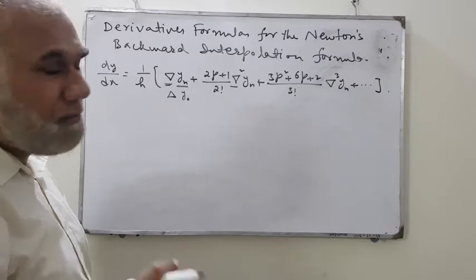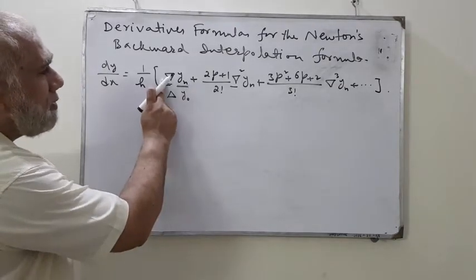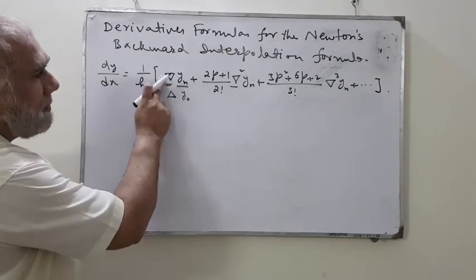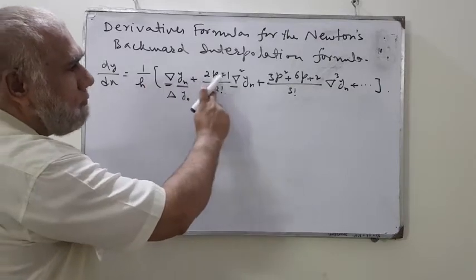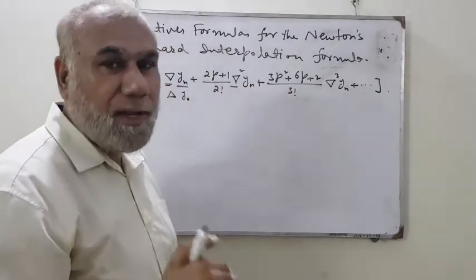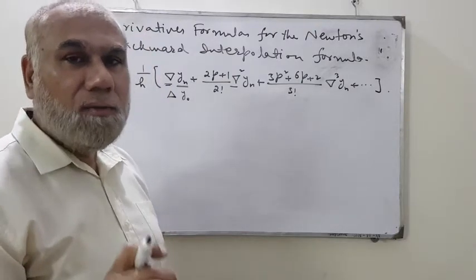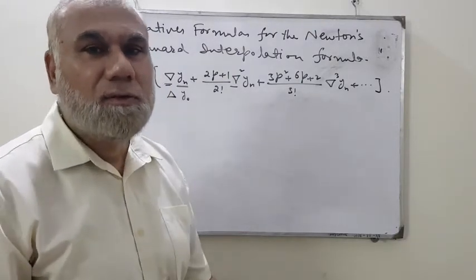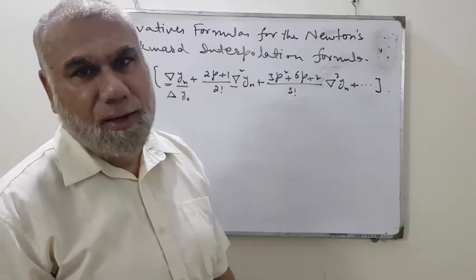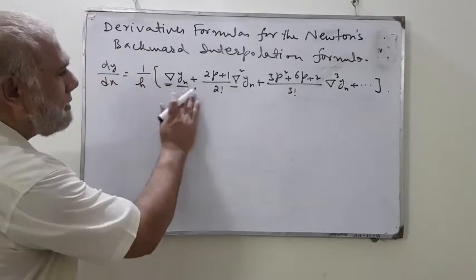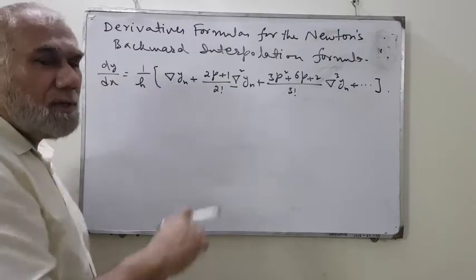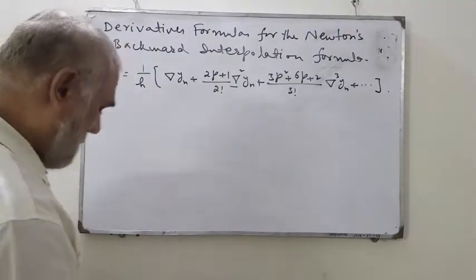So you can do it yourself. First change is to change the operator from forward difference to backward difference, y0 to yn, and wherever there are minus signs in the forward difference formula, just replace them with the plus sign. So these are the changes you have to make to create 6 more formulas for the backward difference interpolation.